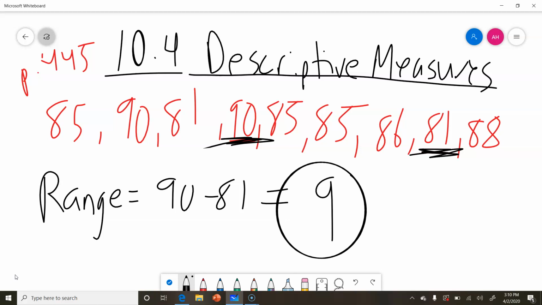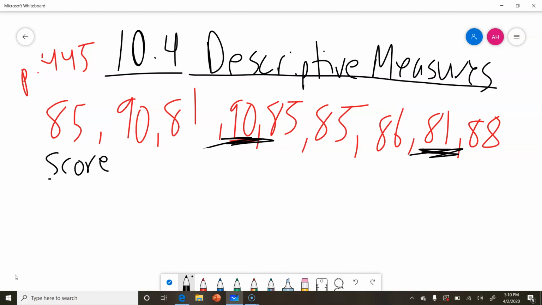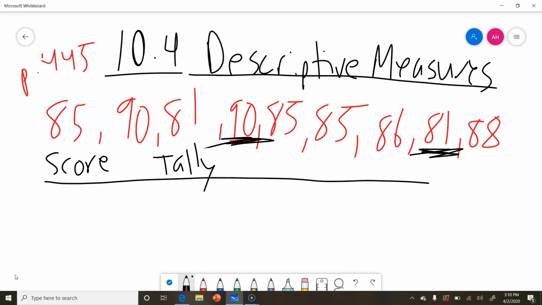Now, another thing we can do with these numbers is make what's called a frequency table. So let me erase. With these same numbers, we can make a little table. What we do is we put the scores on one side, then we put the tally, which is the number of them, and then we do the frequency, which is where we write the tally in a numerical form. This is going to be very easy to see.